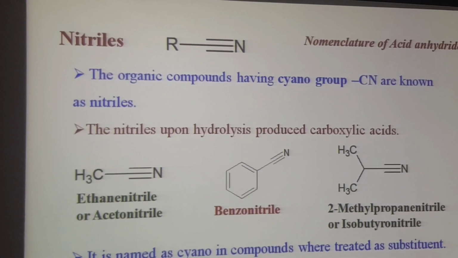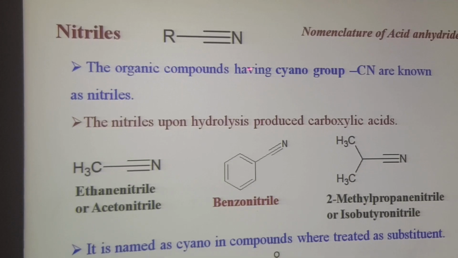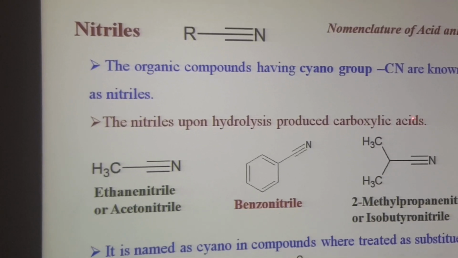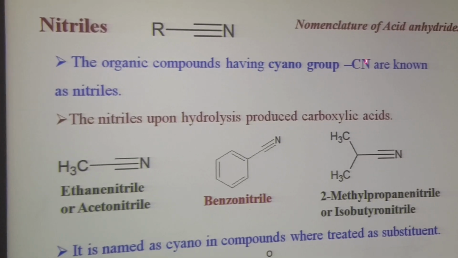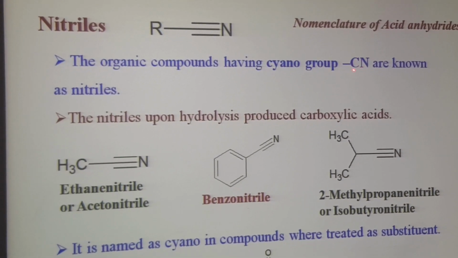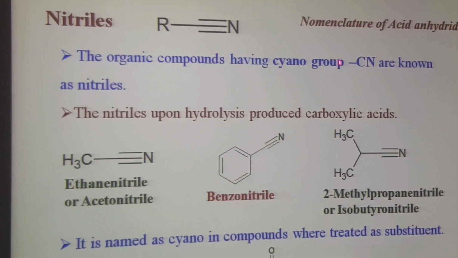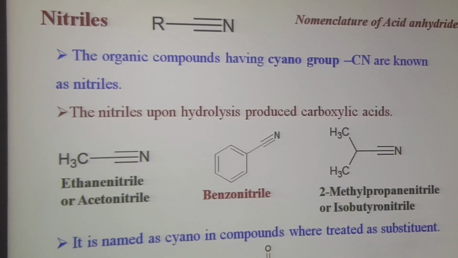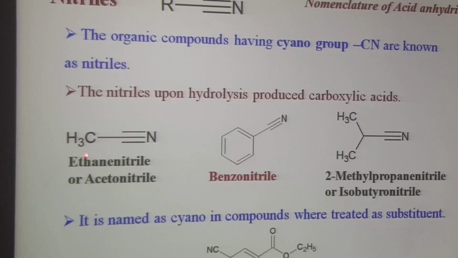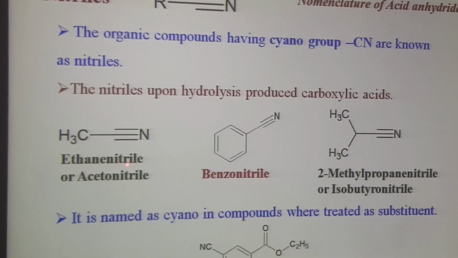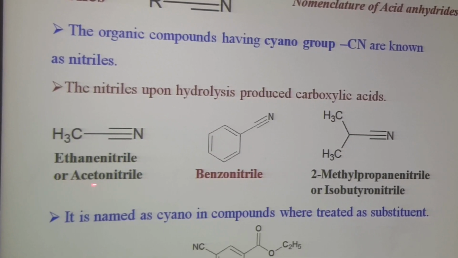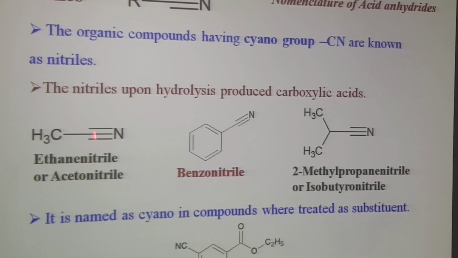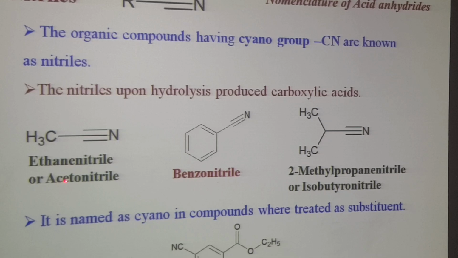So nitriles, they are also known as carboxylic acid derivatives. Upon hydrolysis, they produce carboxylic acid. This group, when present on some compounds and treated as a substituent, is known as the cyano group. So here, nitriles: 2-carbon, ethane nitrile, commonly known as acetonitrile, because when we hydrolyze this molecule, it gives us acetic acid.